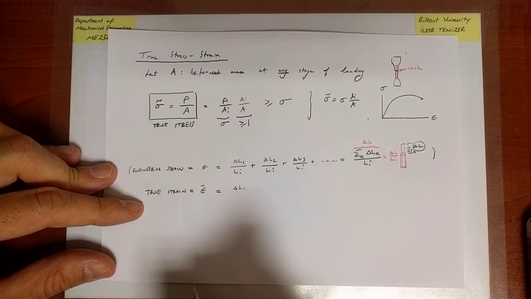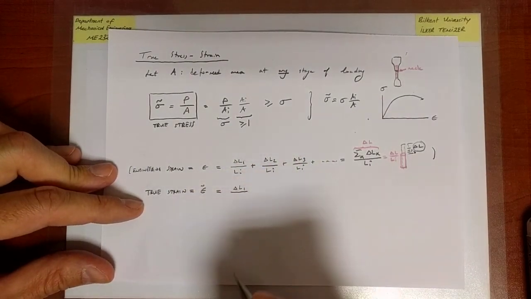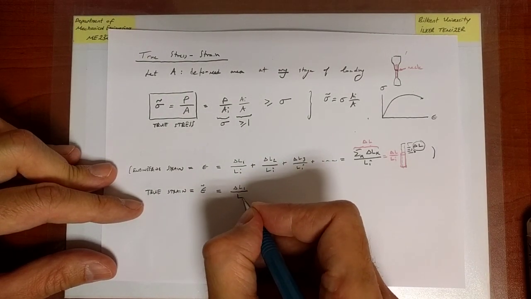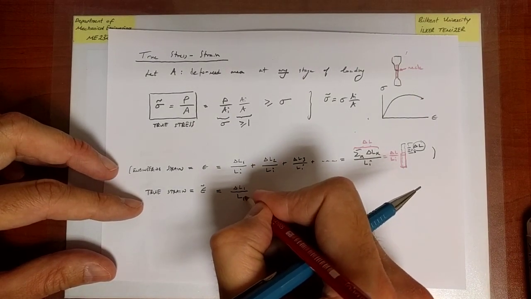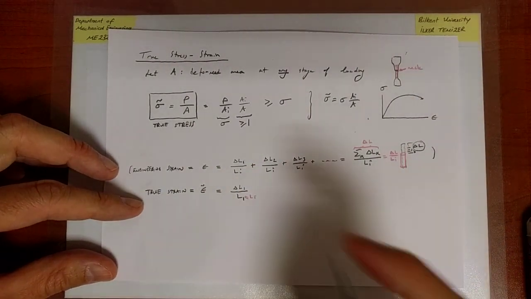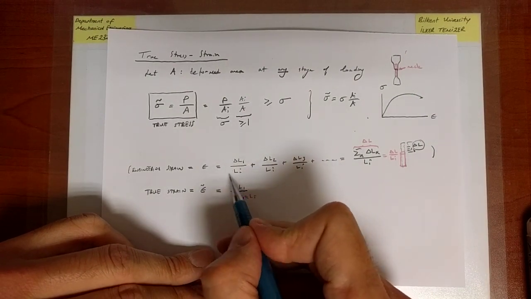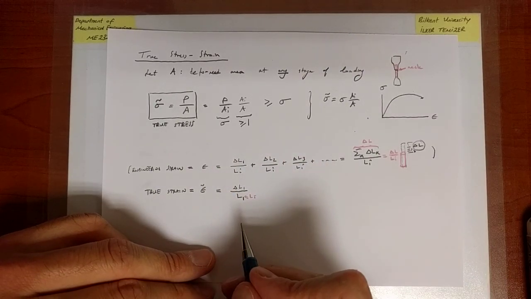First, I extend by an amount delta L1, and I'm going to divide it by the current length of the specimen. At the start, the current length, let's call it L1, is certainly equal to the initial length of the specimen. Okay, so that is my first step in loading. So you see that the first step is the same for engineering strain and the true strain.